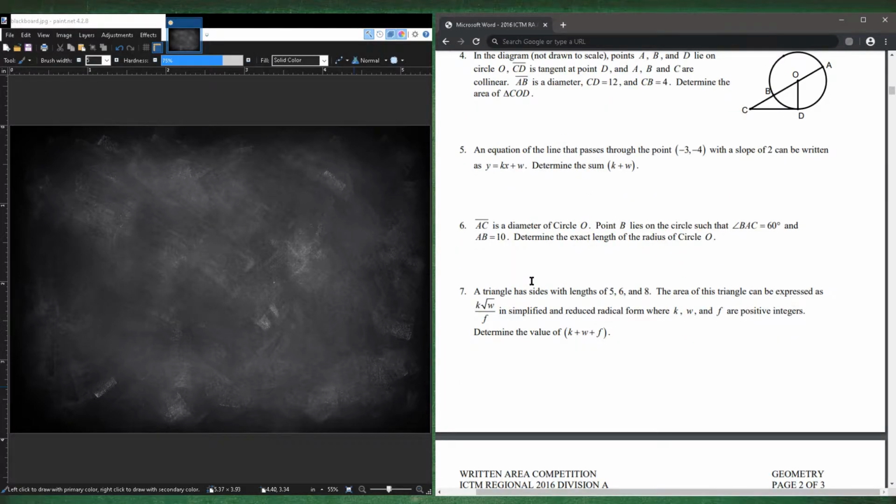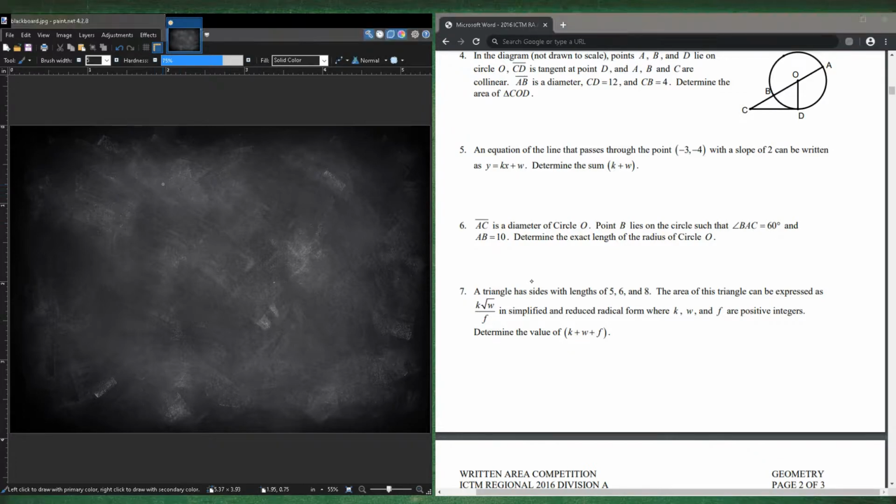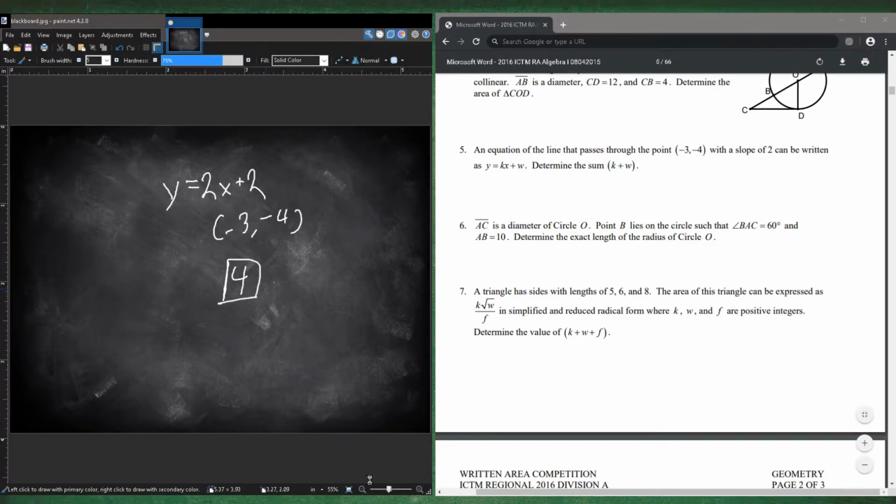Okay, number 5. The equation of the line that passes through the point -3, -4 with a slope of 2 can be written as y equals kx plus w. Determine the sum of k plus w. So y is equal to 2x, and it goes to the point -3, -4. So 2 times -3 is -6, so we need to get to -4, so we just need to add 2. So -6 plus 2 is -4. So this is the equation. So 2 plus 2 is 4. So 5 is equal to 4.